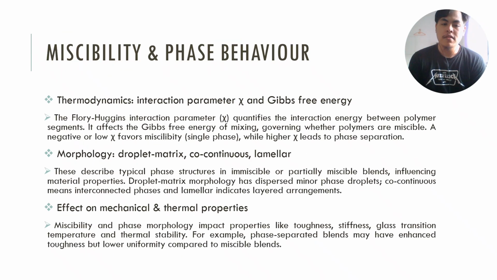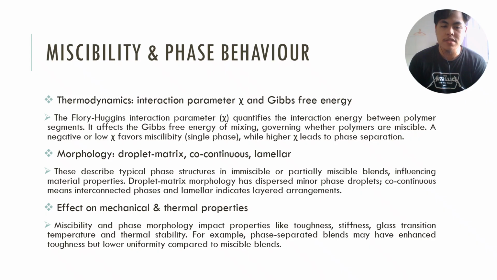For the next slide, it is miscibility and phase behavior. For the first one, thermodynamics, interaction parameter, and Gibbs free energy. The Flory-Huggins interaction parameter quantifies the interaction energy between polymer segments. It affects the Gibbs free energy of mixing, governing whether polymers are miscible. A negative or low interaction parameter favors miscibility, while higher interaction parameter leads to phase separation.